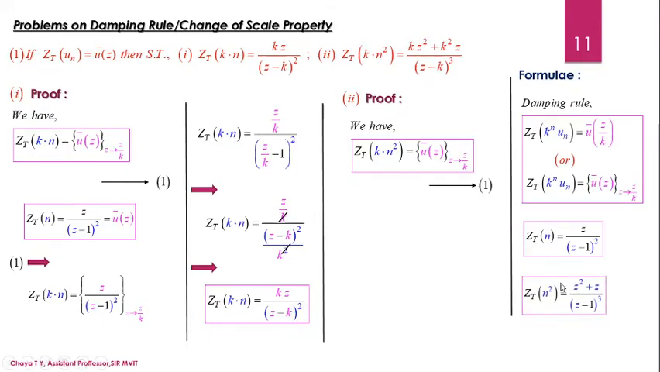Consider the Z transformation of n squared, which we obtained in the previous class. What is the Z transformation of n squared? It is given as z squared plus z divided by z minus 1 whole cube. I am going to denote this as u bar of z, which is a general notation for the Z transformation of any sequence. So for the second proof, I have u bar of z, which will be substituted into the RHS of equation 1. Therefore, what is our equation 1 now?